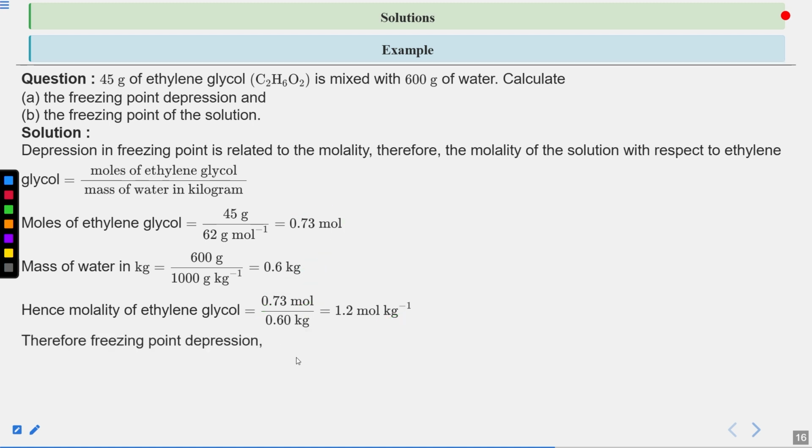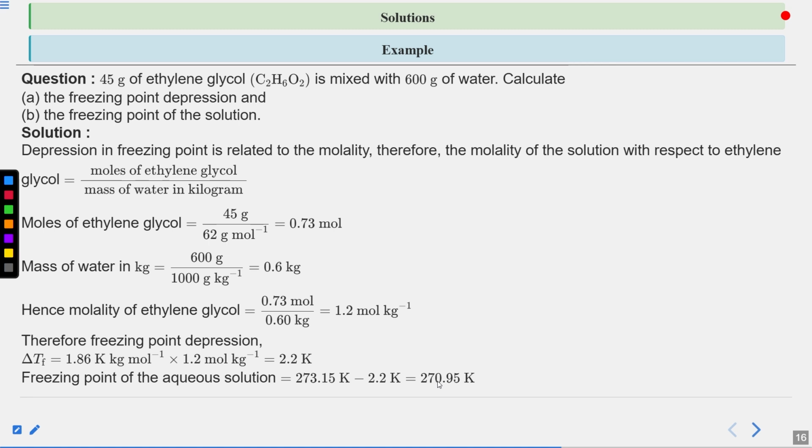And therefore, freezing point depression can be calculated as delta TF equals KF m. The KF value will be given in your question, you don't have to worry. This question is from the NCERT, so it is not given because the textbook itself has this value. But in your examination questions, this will be given. Multiplied by the molality, it will give you 2.2 Kelvin as the depression.